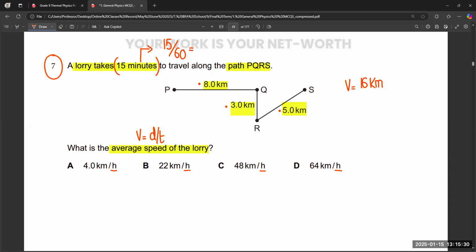Because in 1 hour there are 60 minutes. So 15 divided by 60 is 0.25. So 16 divided by 0.25 is 64. So it means the answer you got, D, is right. 64 kilometers per hour.